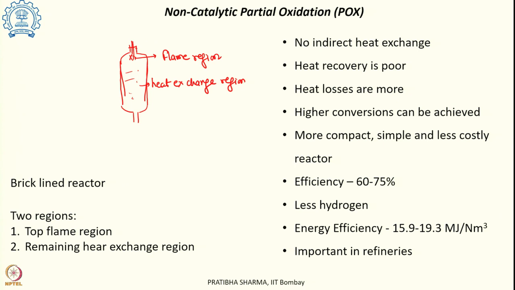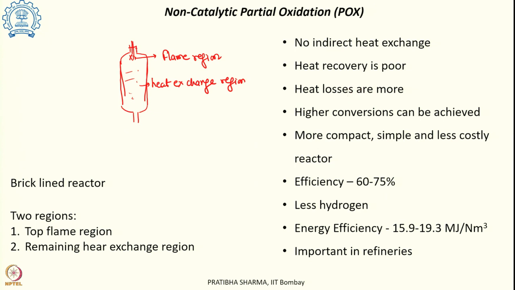In this process, there is no indirect heat exchange involved. By indirect heat exchange, we mean in SMR we had externally heated reformer tubes which were heated by means of burners. Herein, within the same reactor, the combustion of the oxidation of the reactants produces the desired reaction temperature. So, there is no indirect heat exchange here involved. In the process, the heat recovery is poor, and the heat losses are more. As such, the thermal efficiency of the process is lower.